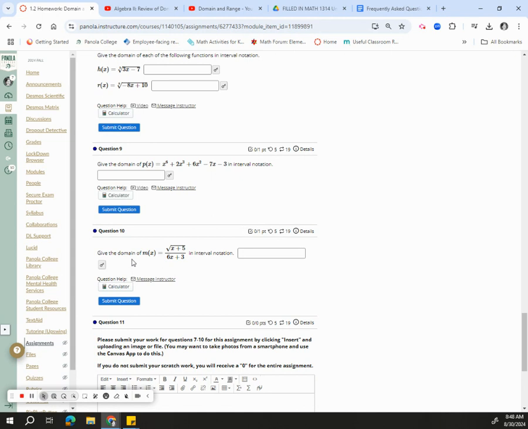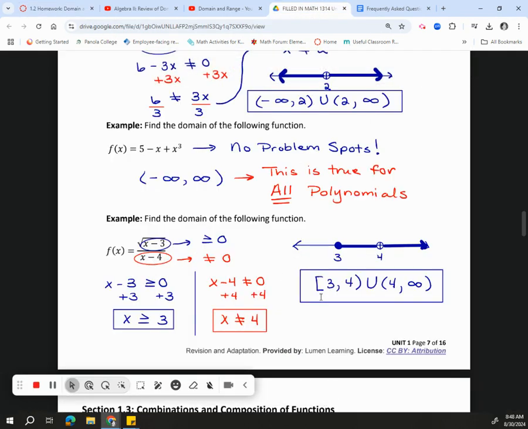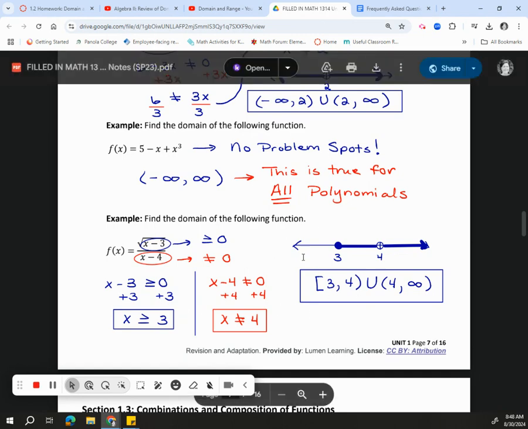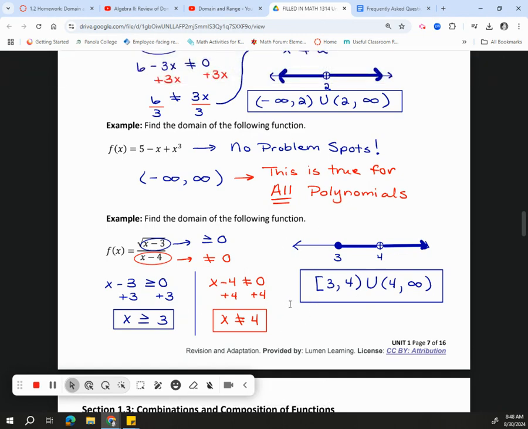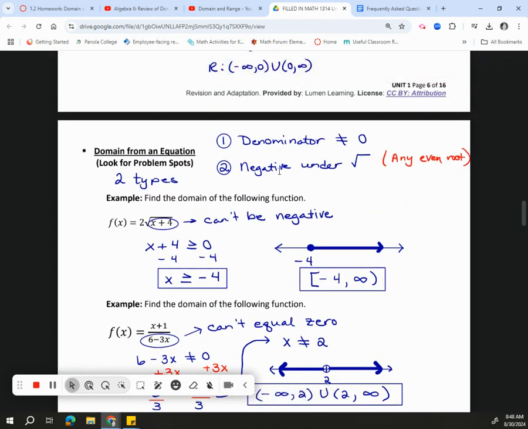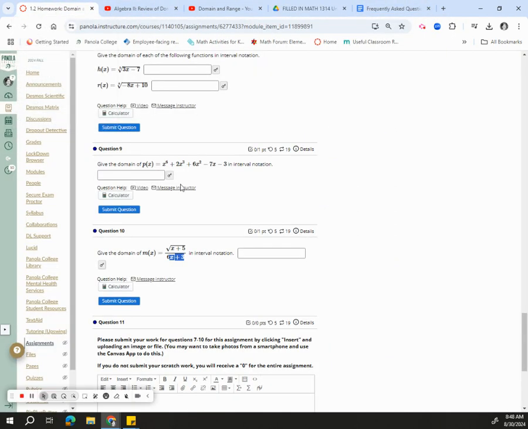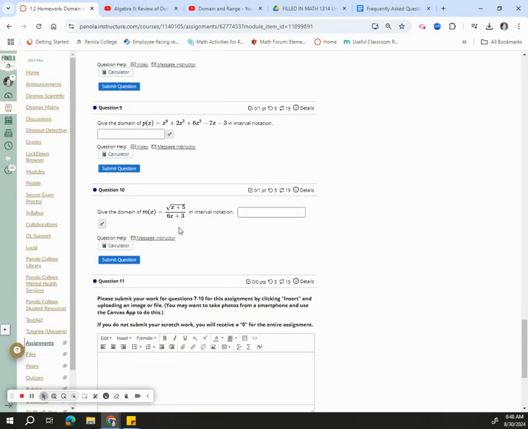So we covered domain restrictions, and if I look in my filled-in notes, this problem with different algebraic parts here is worked out at the bottom of page 7. So it shows you what to do if you have a domain restriction that uses both of them. Our domain restrictions were the denominator cannot equal 0 and there cannot be a negative under an even root. So this problem is similar to the one that we worked out.